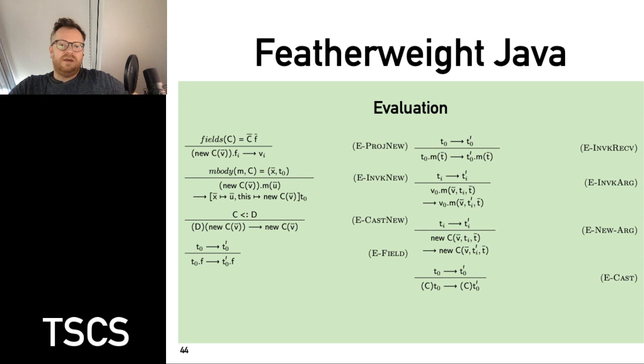Good. Again, the other rules, the E field, E invoke receiver, invoke receiver value, and invoke argument, and E new arg and E cast are just simple progression rules that help us progress parts of the terms down.